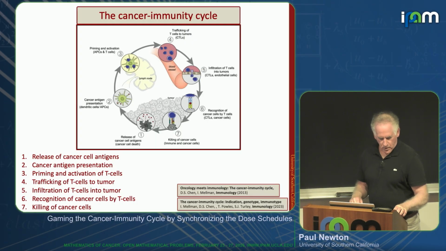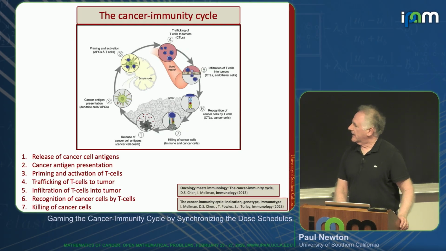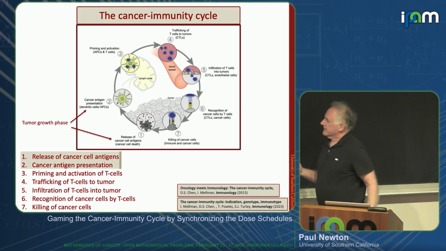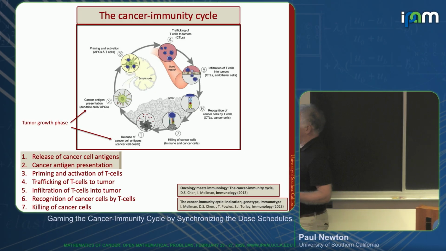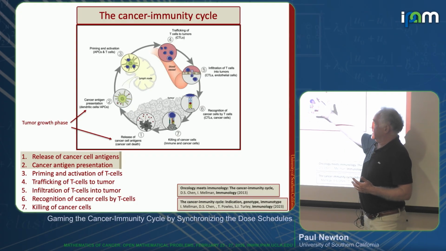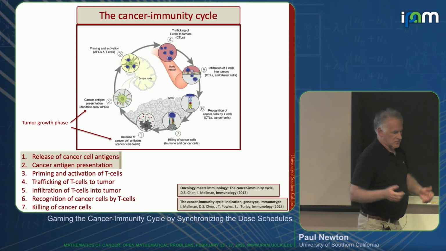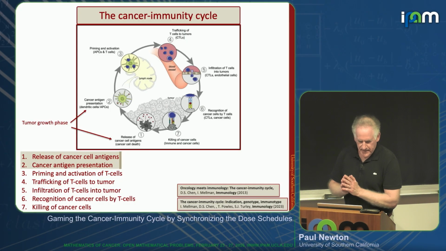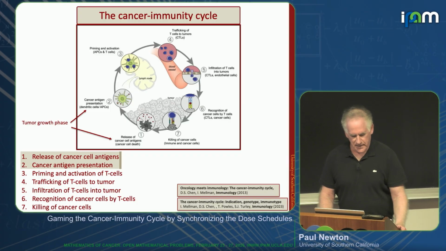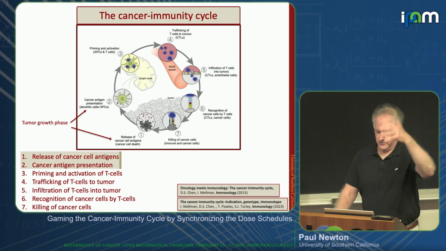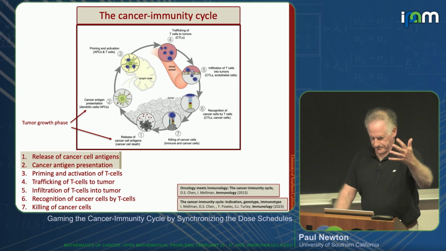I want to start out by walking you through the 7 steps that they highlighted of this cycle, the basic biological mechanisms of it. There are the beginning 2 steps. I'm not going to focus on all the details of these steps, but I do want to break up this cycle into 3 different clusters. There's the beginning, which is the tumor growth phase. As the tumor grows, the cancer cells release antigens, and they present themselves to the immune system.